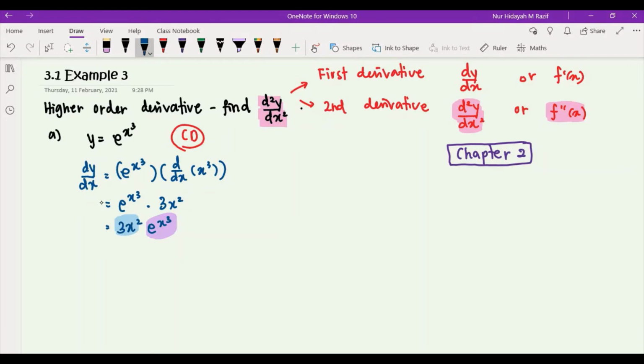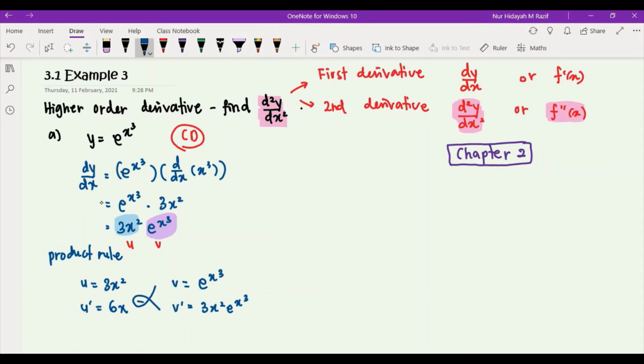So to get the second derivative, we are going to use product rule. Okay, product rule states that we need to have u and v, and then you need to find u prime as well as v prime. So my u will be 3x squared. So from there I get u prime is 6x. And then my v will be e power of x cubed, and my v prime will be 3x squared times e power of x cubed. For those who can't follow, saya minta tolong cuba buat sendiri untuk dapatkan u prime dan v prime.